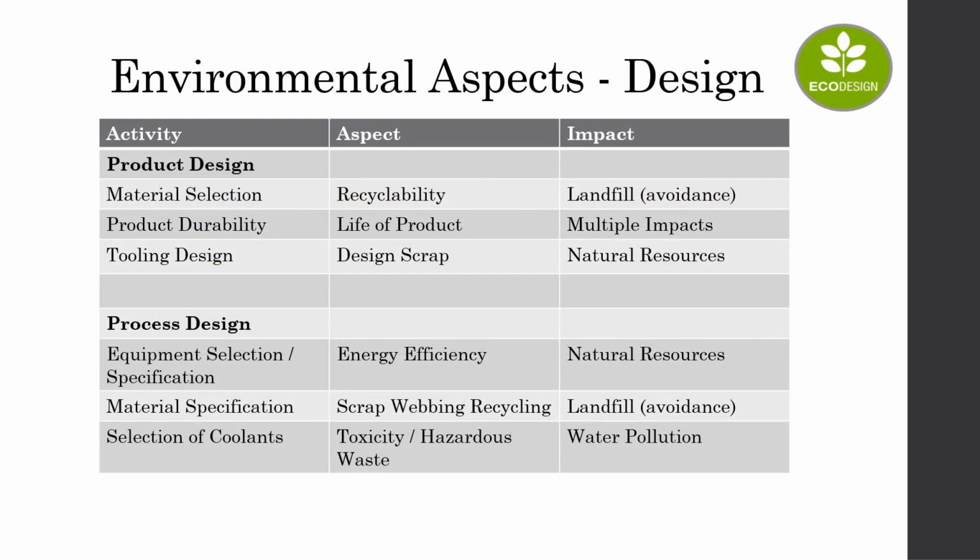And within a lot of industries, this concept of designing for the environment or minimizing the environmental impact of a product through the design process is very prevalent, especially in the furniture industry. Everybody's trying to prove how eco-friendly their products are, and they use it a lot in their marketing. So here's some examples of activities that may occur during your product design or your new process design, the aspects that could be related to those activities, and then the ultimate impact of the aspect.